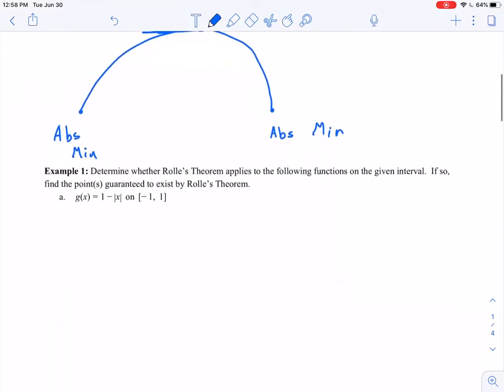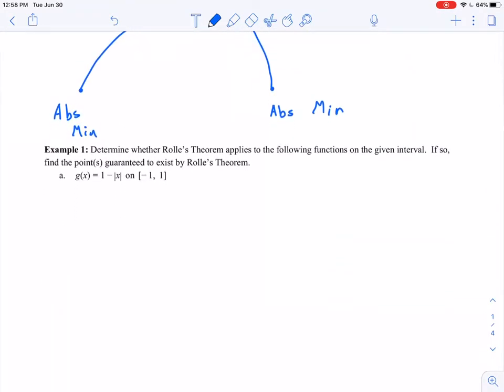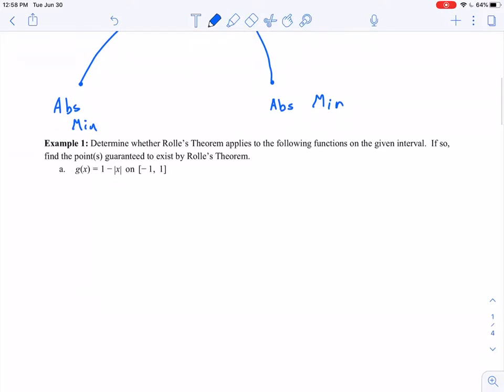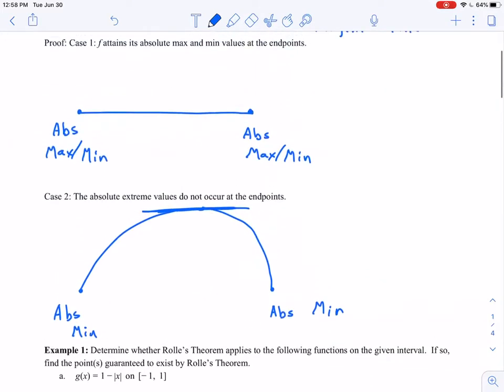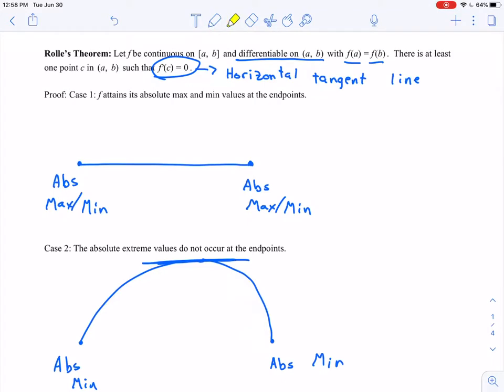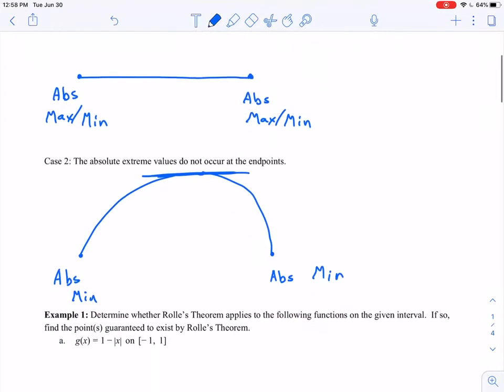So we're going to look at just a couple quick examples of Rolle's theorem here. It says determine whether Rolle's theorem applies to the following functions on the given interval. If so, find the points that are guaranteed to exist by Rolle's theorem. So if we think about what the conditions were, and actually let me go back so that we can talk about the conditions. Our function must be continuous on the closed interval a to b, has to be differentiable on the open interval a to b, and f of a has to equal f of b. There's really three conditions that we have to meet.